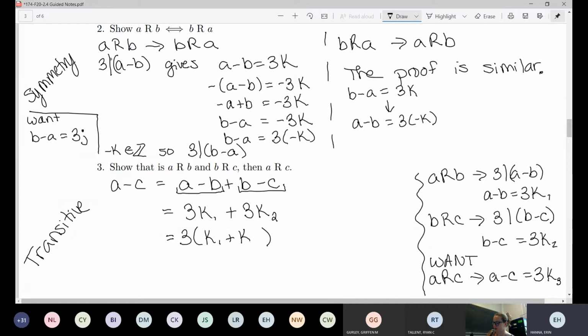Why do my 2's? I just go back and forth on how I write my 2's. Come on, screen. There we go.